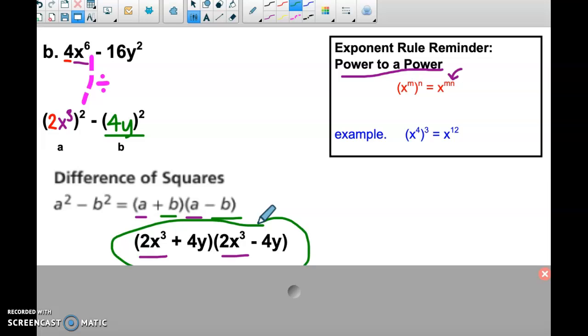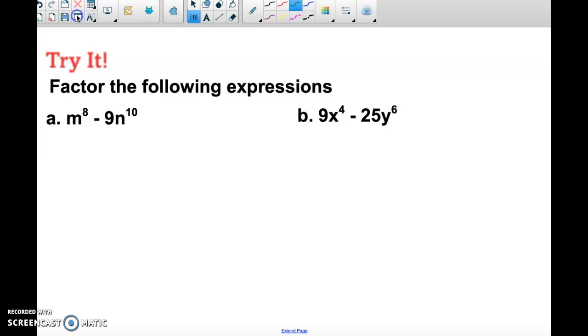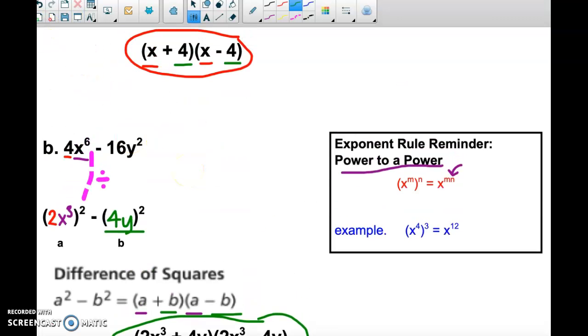Okay, so here's 2 examples of difference of squares. Use this video and you're going to go ahead and try some examples in the practice. Okay, so you're going to do these practice ones. Awesome job, guys.